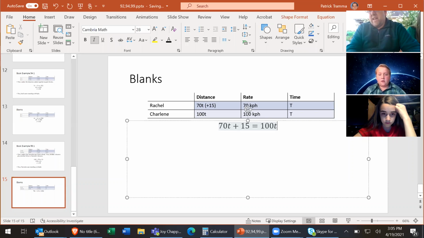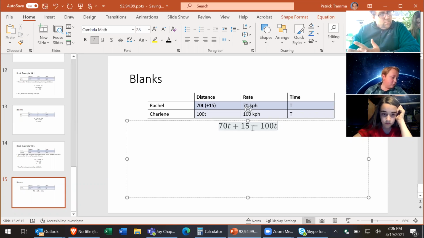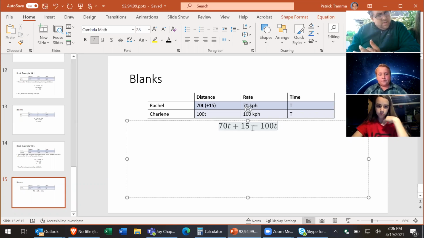Think of a race. What does a head start mean? It means she started earlier than the other opponent. Well, in this case, they both started at the exact same time. It means she started 15 kilometers ahead. Oh, okay, never mind, I get that. So there we go, 70t.